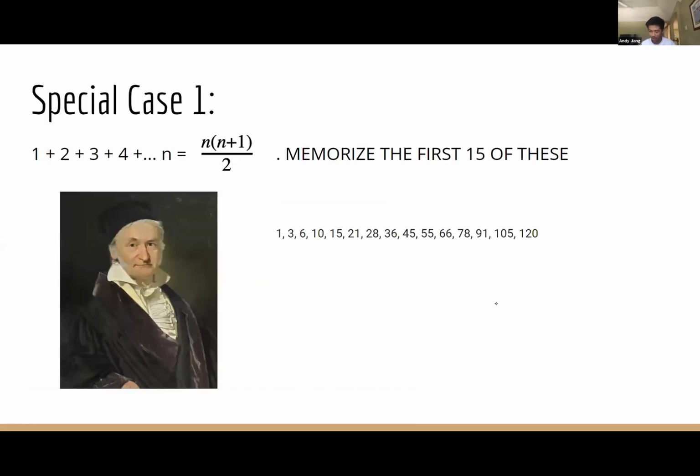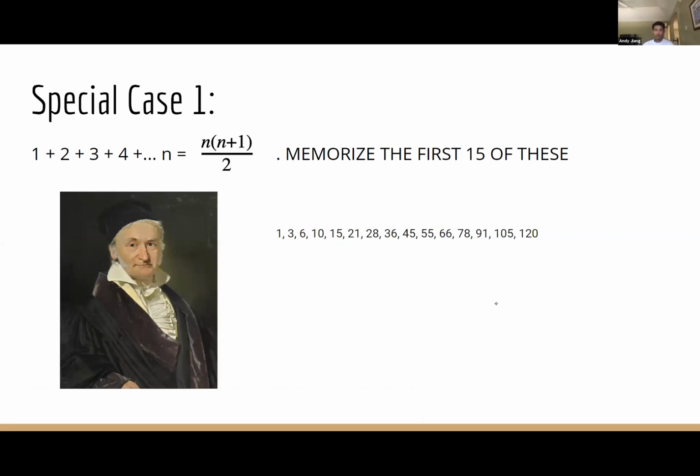Okay, special case 1, and you may have heard of this because of the story about Gauss. This is when you're adding up 1, 2, 3, all the way to n. And what is the formula for that? It's on the screen. It's n times n plus 1 over 2. N is the number of terms or the last term.